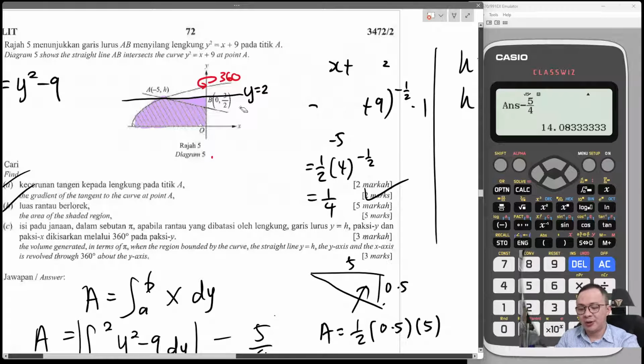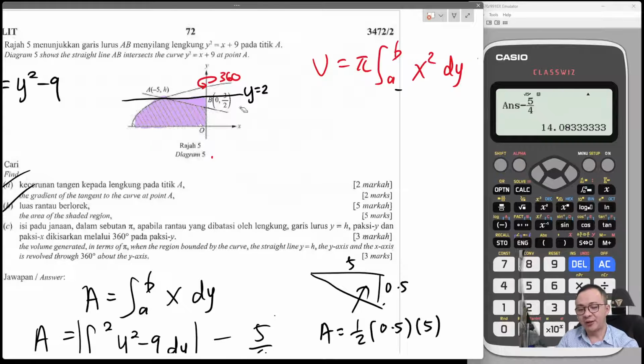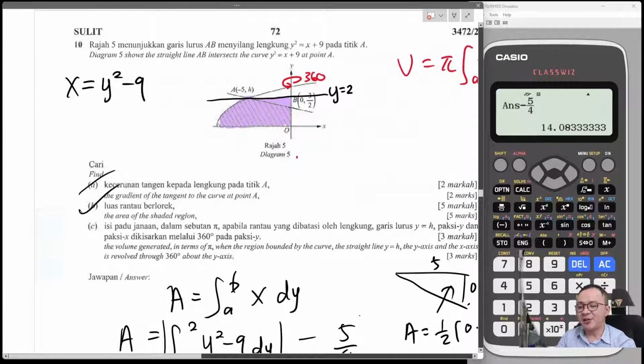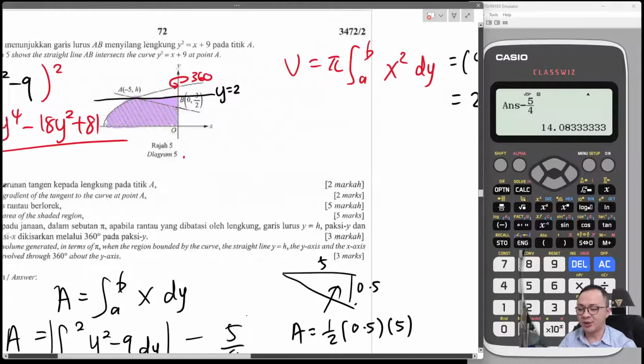So if you want to rotate on the y-axis, we all know the volume formula, right? Pi integral a to b dy, here must have x squared. But the problem is, check my equation, I don't have x squared. I only have x. So what we do here is, we square both sides. We square here, we square here. But you can't integrate (y squared minus 9) squared straight away, so you have no choice but expand it: y power 4 minus 18y squared plus 81. So you need to integrate this one.